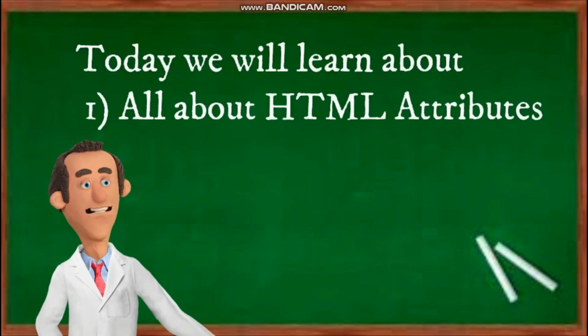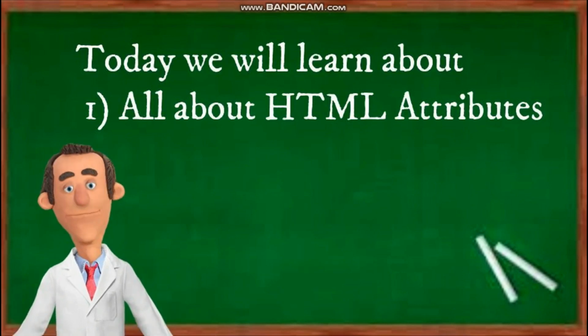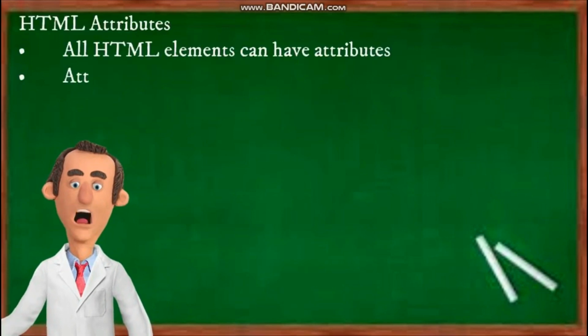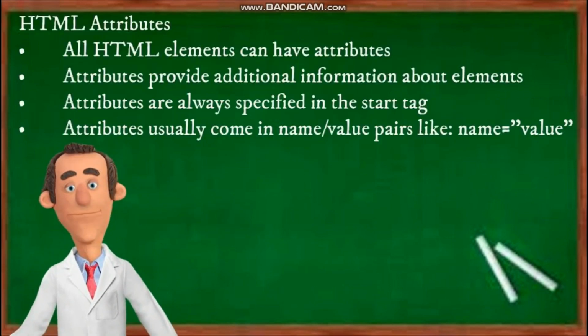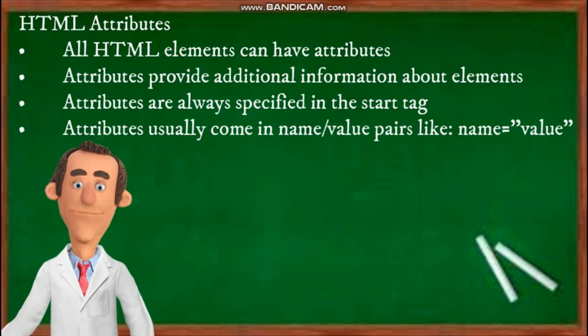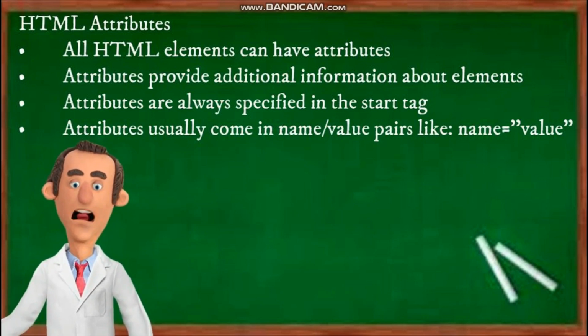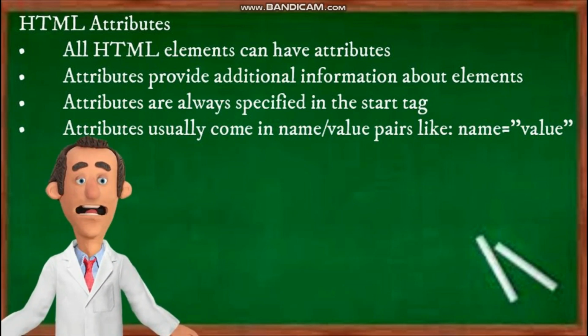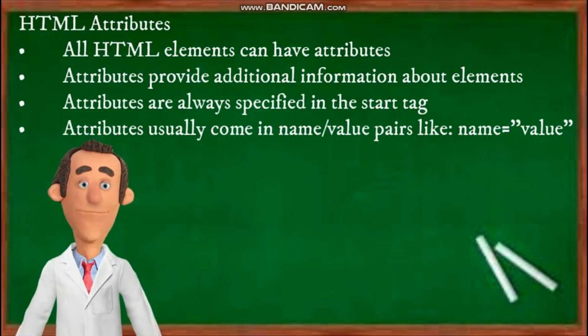Today we will learn all about attributes of HTML. HTML attributes. All HTML elements can have attributes. Attributes provide additional information about elements. Attributes are always specified in the start tag. Attributes usually come in name-value pairs like name="value".